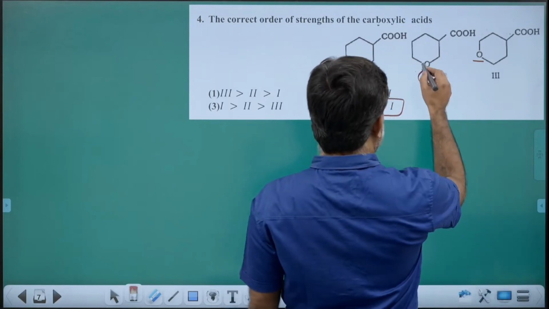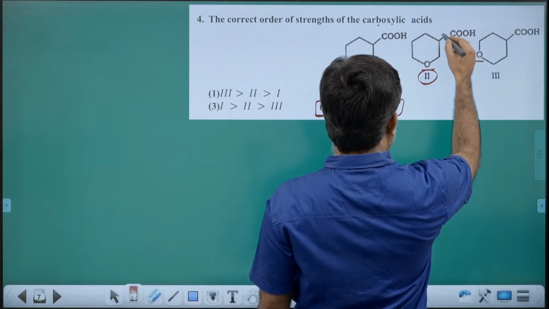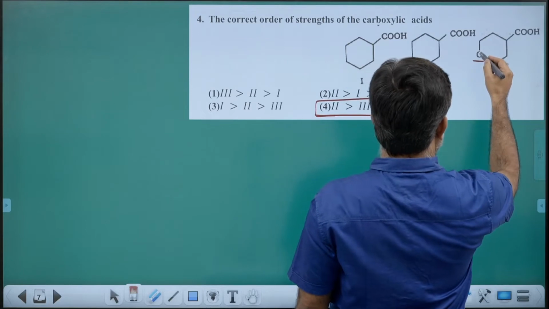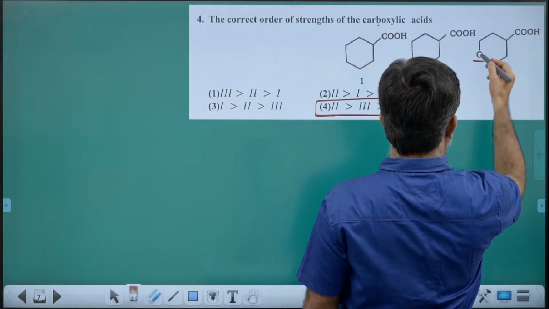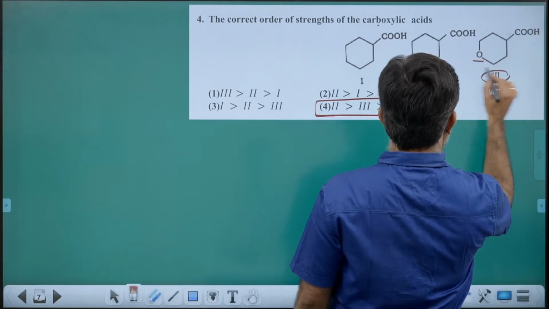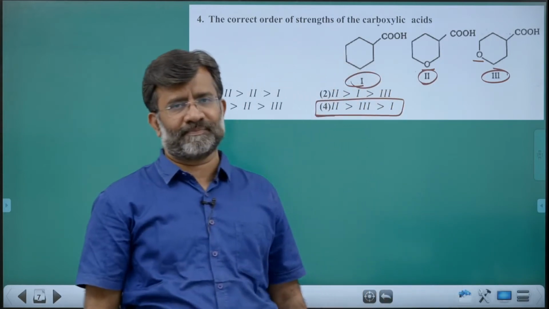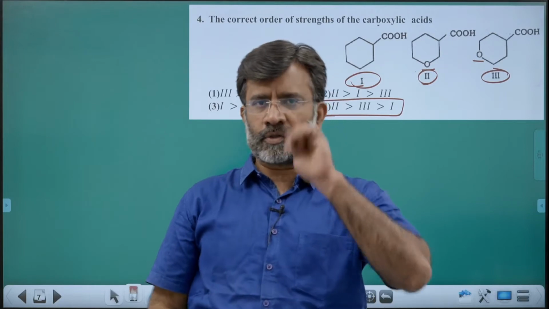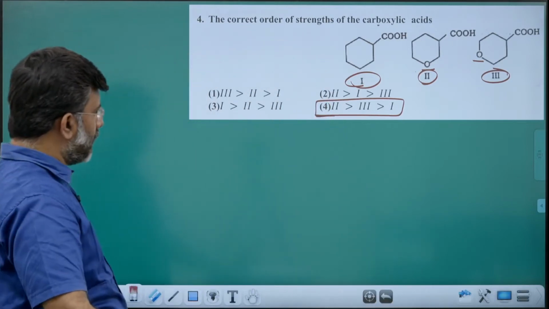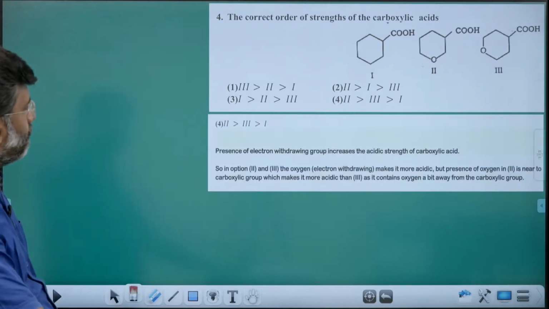Here this acts as an electron withdrawing group at a nearby position. Here it is an electron withdrawing group at a far position. So this is maximum, then this. Here there is no oxygen, therefore minimum. Answer is fourth choice. 2 maximum, then 3, then 1. Next.